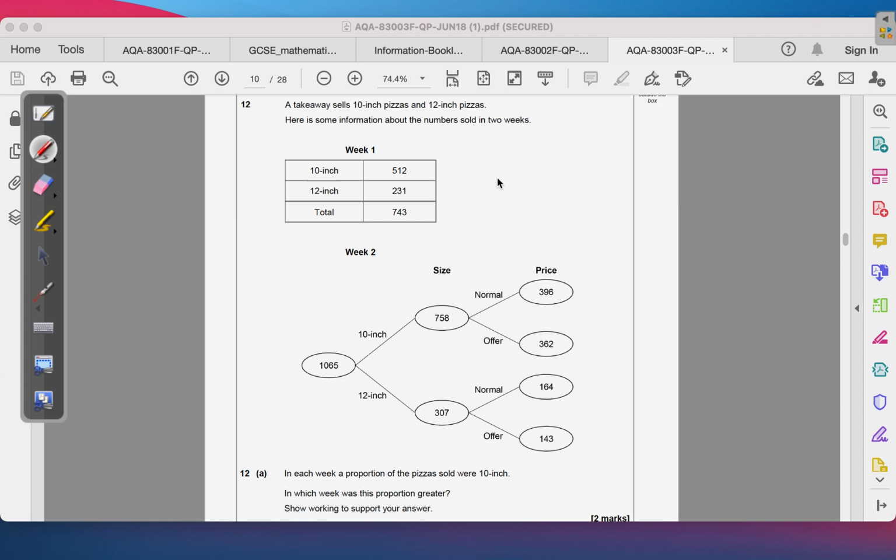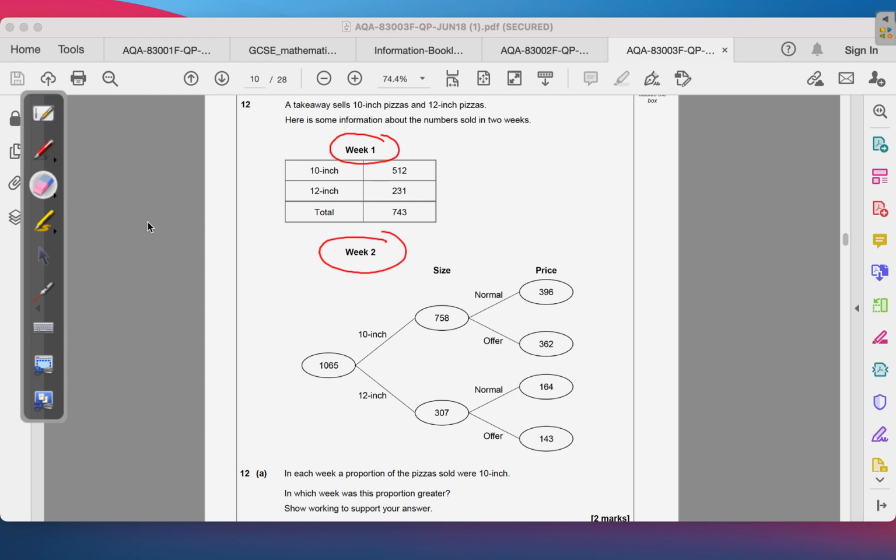Question is going to be about proportion. So we're going to use this question from the AQA paper as an example. The question is, a takeaway sells 10-inch pizzas and 12-inch pizzas. Then it gives us some information about how many of these pizzas have been sold in 2 weeks. So we've got the information for week 1 and then the information for week 2.